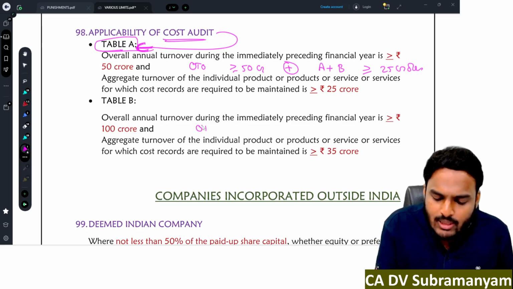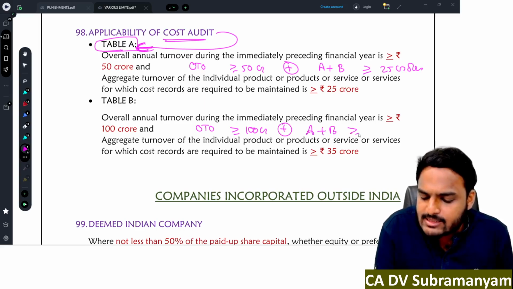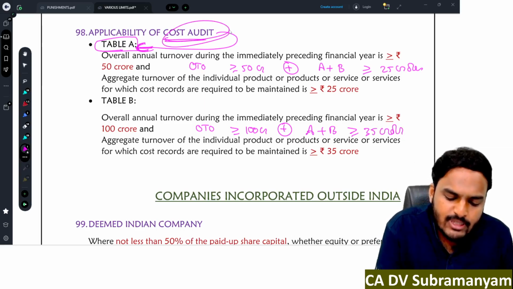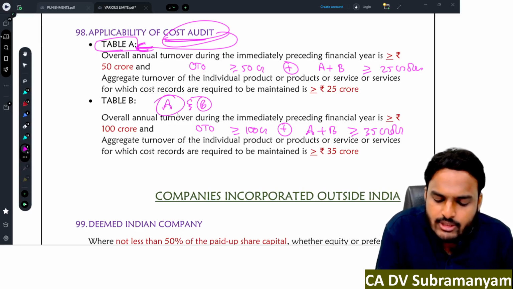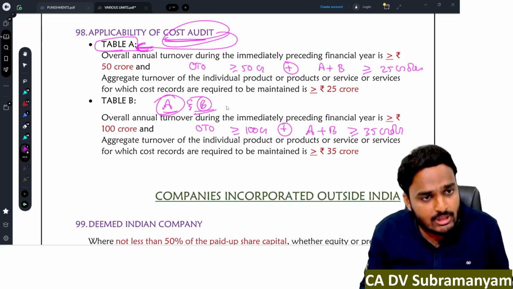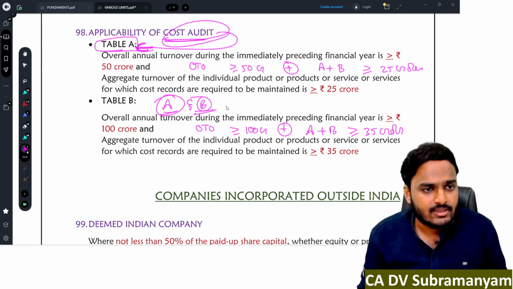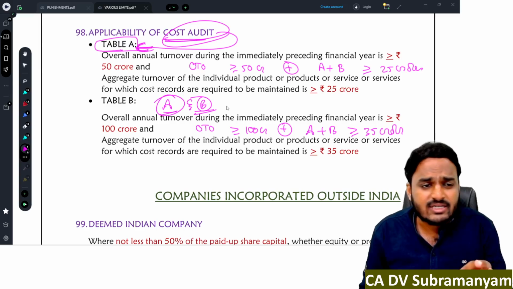Suppose my overall turnover is 100 crores or more, and my turnover from table A, table B products is 35 crores or more. In that case, cost audit is applicable to both A as well as B. Cost audit is applicable to the products listed in table A as well as listed in table B. Understood? So understanding these limits is very, very important.